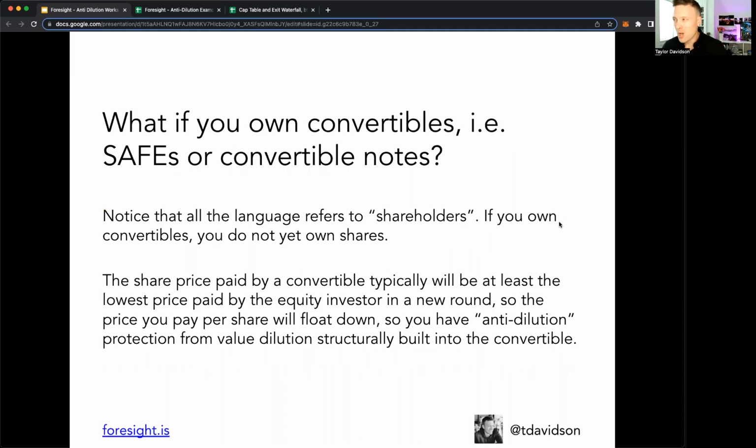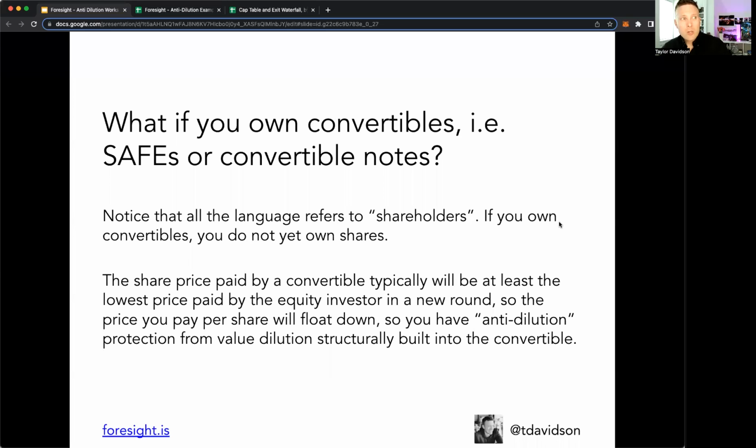Now, we won't talk a lot about convertibles, meaning SAFEs, pre-money SAFEs, post-money SAFEs, and convertible notes. The reason is that all the language we're talking about here concerns shareholders and equity holders. If you own SAFEs or convertibles, you don't own shares yet. They're converted into equity later, so all the provisions and rights don't apply in the same way.